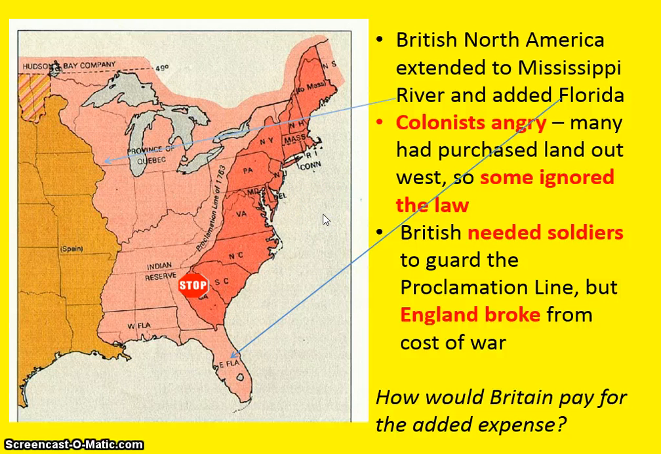So the British colonists who lived along this line here were angry because many of them had already planned to move west. Some had even purchased land already. And many of them ignored the law and moved west anyway, which again was going to stir up more trouble from the natives. So the British needed soldiers and forts to be placed along the Proclamation line to keep both the natives to the west and the settlers to the east. But Britain was broke after fighting the Seven Years' War and the French and Indian War. And the question was, how would they pay for the expense of stationing these soldiers?